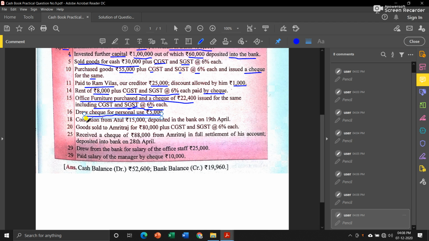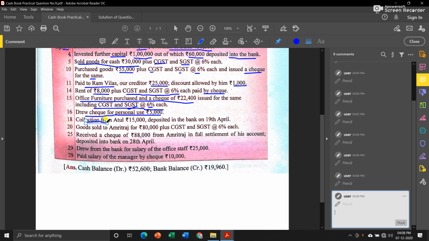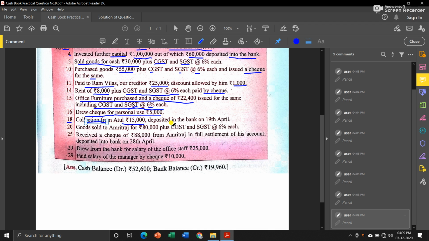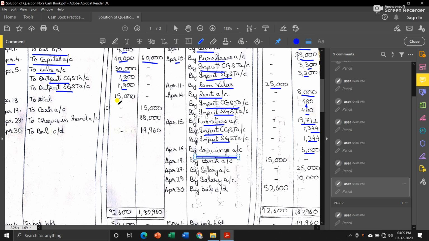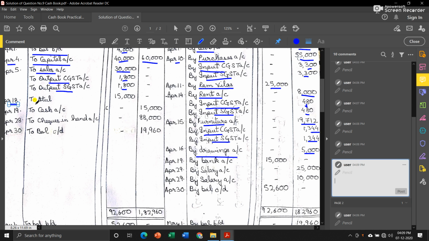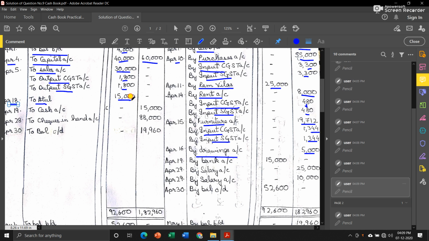Then next, on April 18, collection from Atul rupees 15,000, deposited in the bank on April 19th. That means we collected 15,000 from Atul on 18th April, but we deposited that amount on 19th April. So first we will note down the amount that we received from Atul on April 18. So we will write to Atul in cash column 15,000 since we received cash from him.